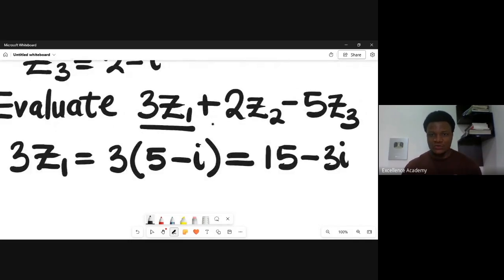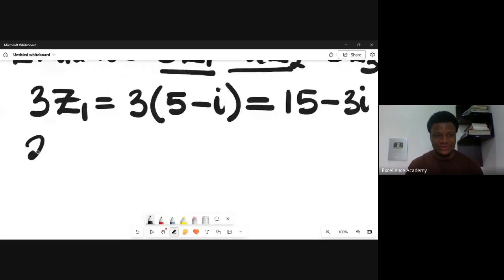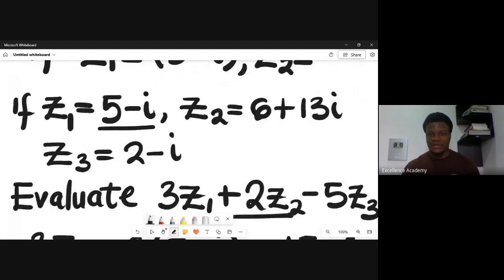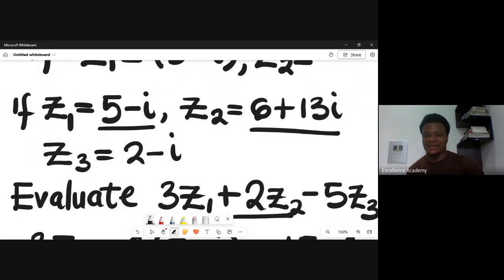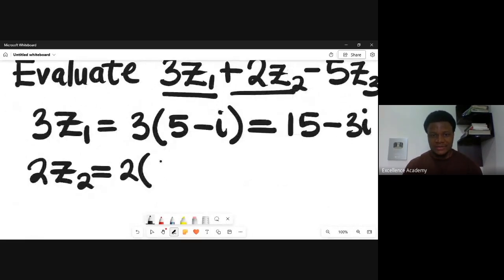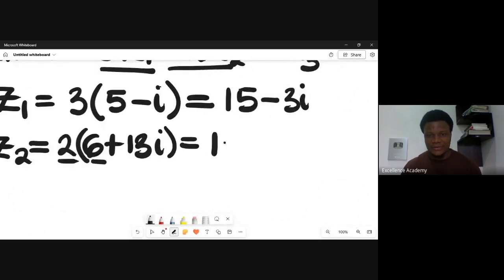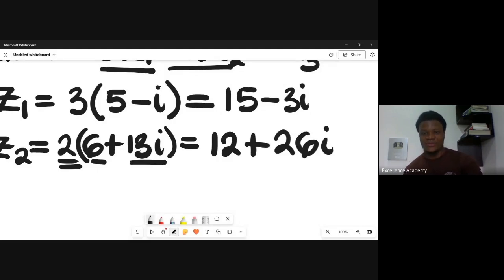Next up is plus 2z2. So let's simply take 2z2 and simplify this. That's equal to 2 into z2. The value of z2 is 6 plus 13i. So that becomes 2 times 6 plus 13i. Let's solve this. 2 times 6 is 12, plus 2 times 13 gives you 26i. So I have 12 plus 26i.